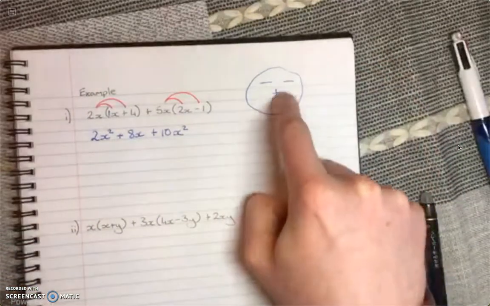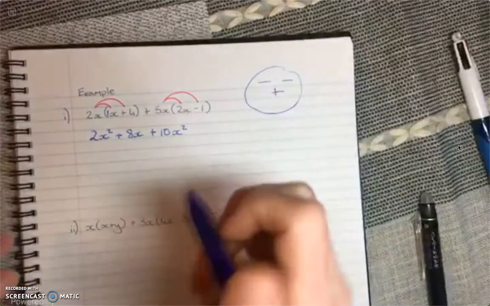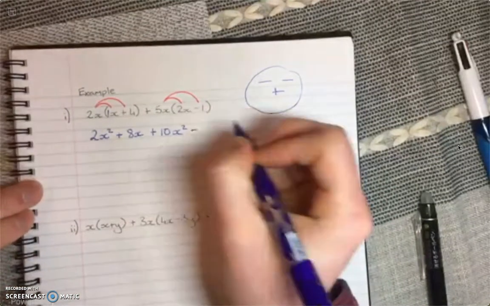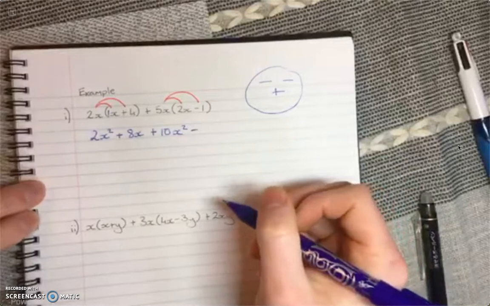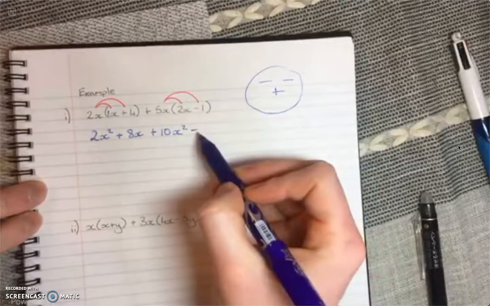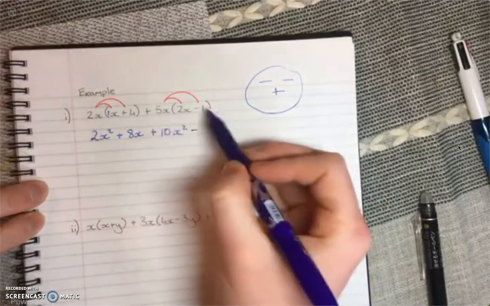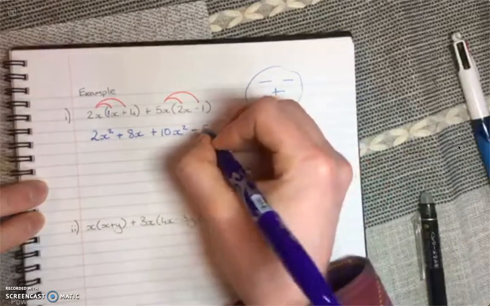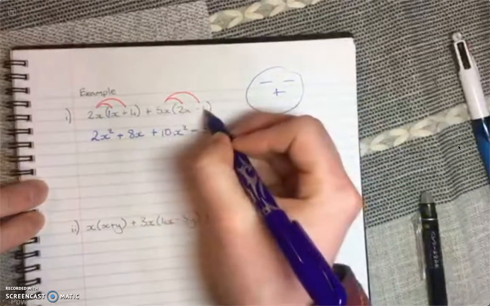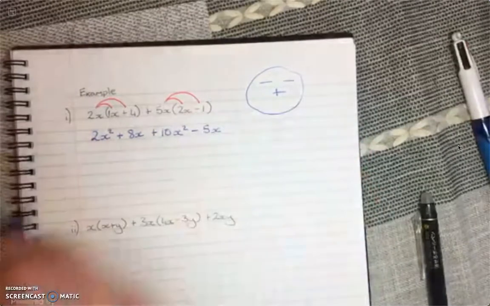I have a positive multiplied by a negative. I cover that, I'm just left with a negative. So whenever you see a minus sign, we do sign by sign. So positive by negative gives me negative. And now we do number by number and letter by letter. 5 times 1 just gives me 5. And the x isn't going to multiply with a number, so it's just going to be 5x.